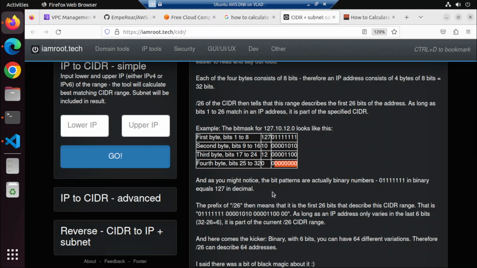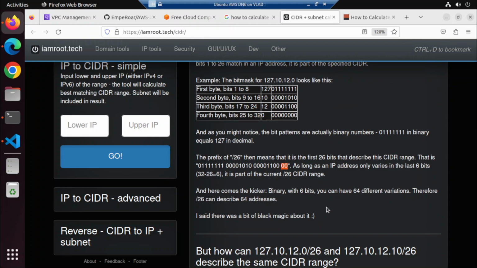The prefix of /26 then means that it is the first 26 bits that describe the CIDR range. That is this one, this one, this one, and this one. As long as the IP address only varies in the last 6 bits, 32 minus 26 equals 6, it is part of the current /26 CIDR range. I don't understand anything, to be honest.